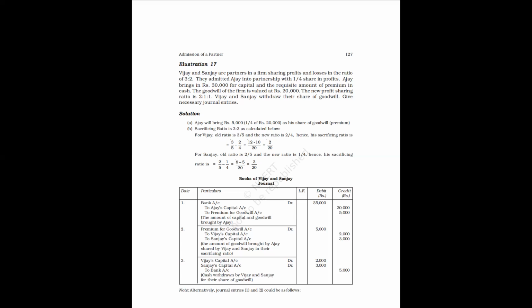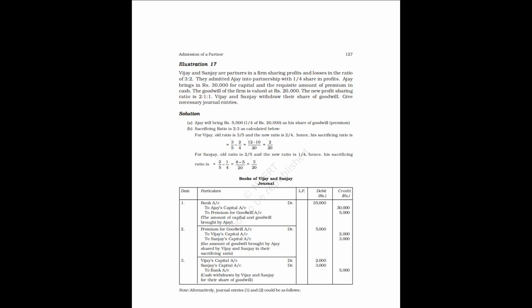Now we can enter the journal. First journal you have to prepare for capital and goodwill brought in by the new partner. Bank account debit to new partner's capital account, bank account debit to premium for goodwill. Bank account debit 35,000 to Ajay's capital, the amount is 30,000, and premium for goodwill amount we have already found out, 5,000.